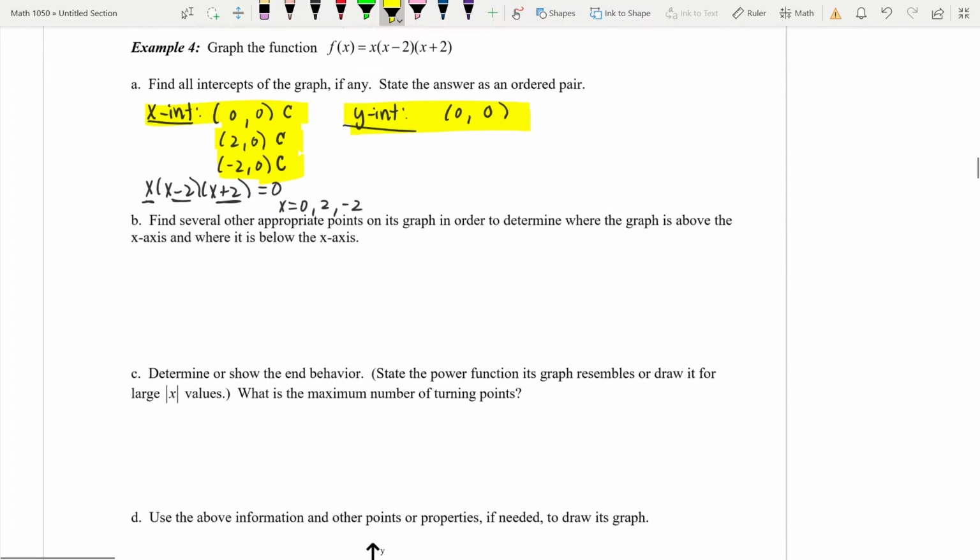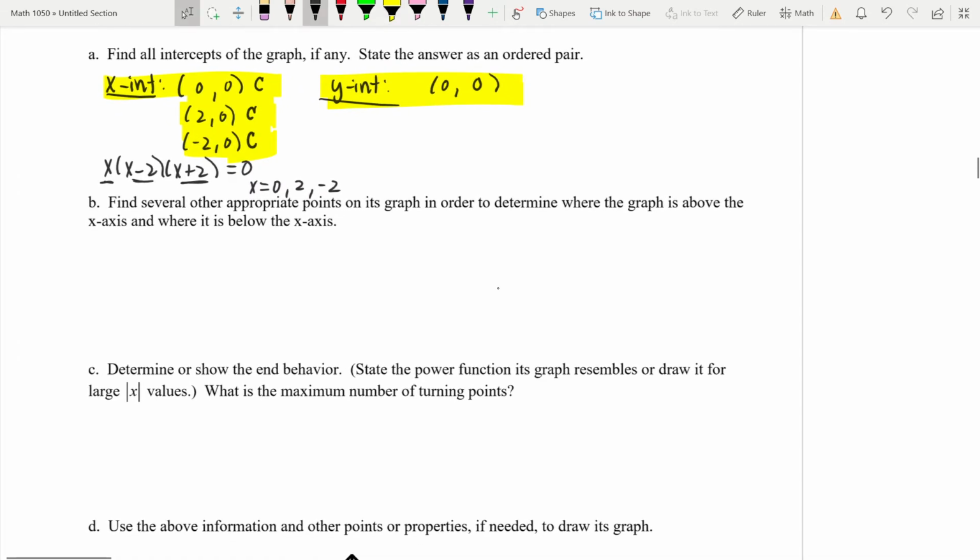Okay, question B. I want you to listen very carefully. I want you to skip this question. Okay, skip it. We're going to come back.